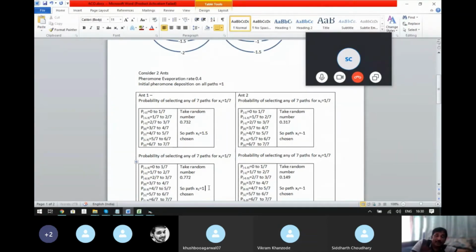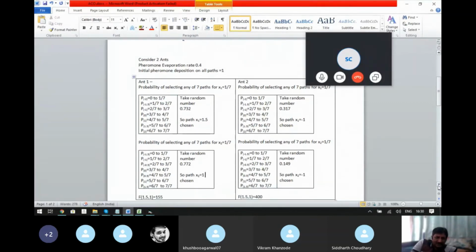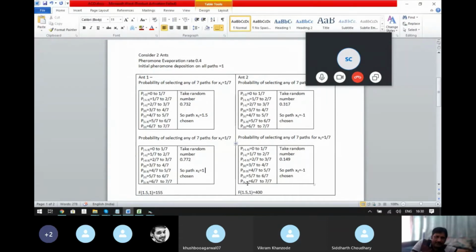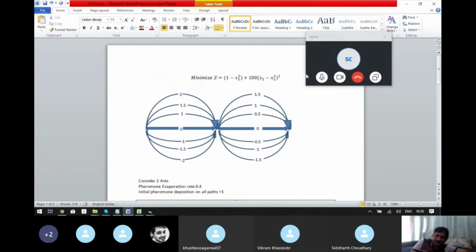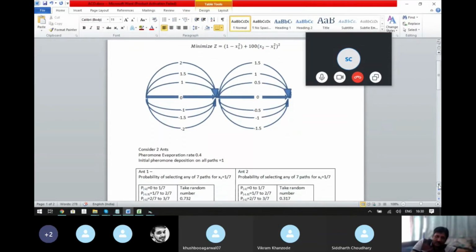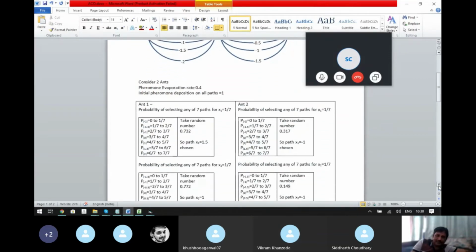Now that I know the values of x1 and x2, these are enough for me to find the value of the function. By putting x1 and x2 in the objective function, I get the value of the objective function equal to 155.